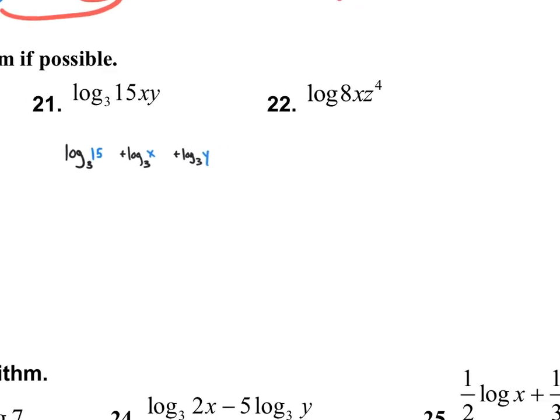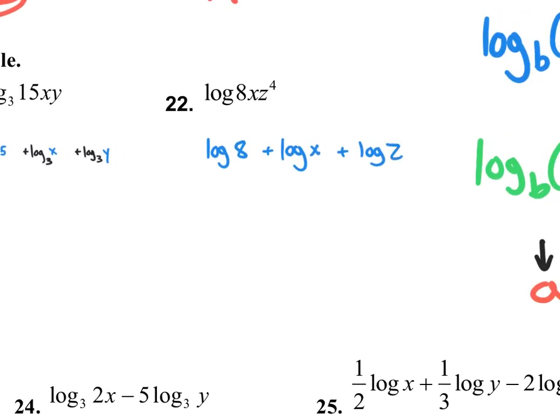This one here, I've got 3 terms. There's no base, so it's an invisible 10. So this would be log 8 plus log x plus log z to the 4th. And then I can move that 4 out front to get this.